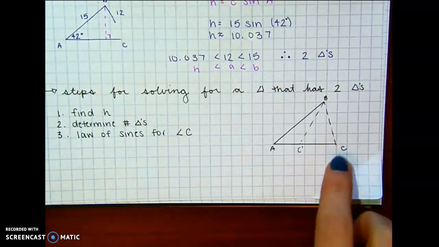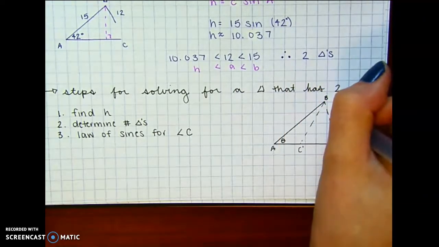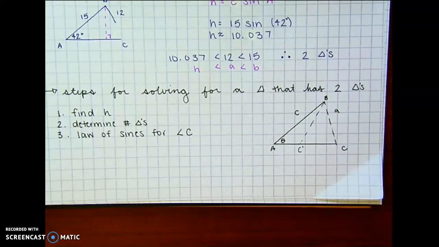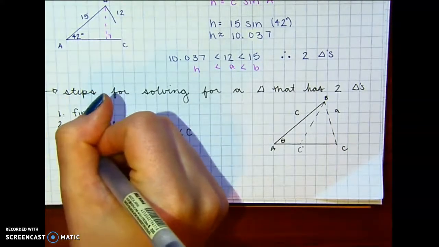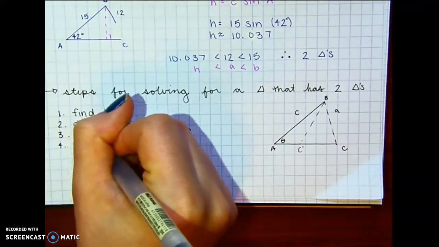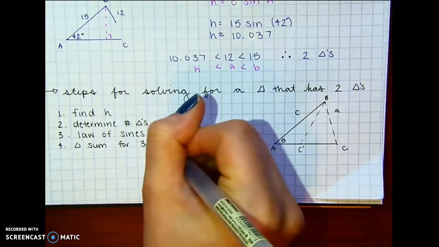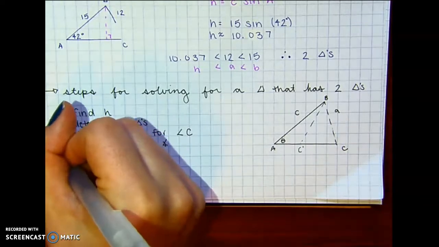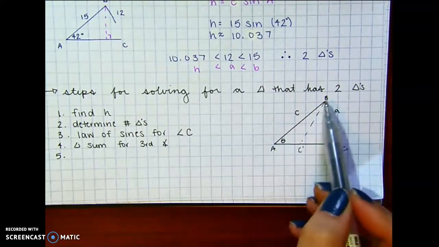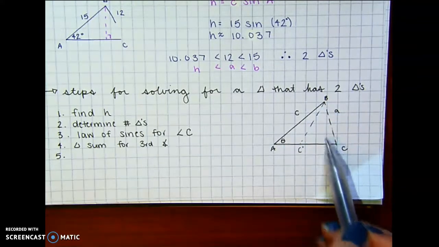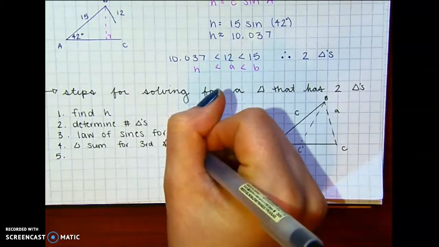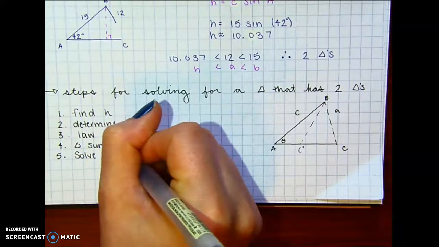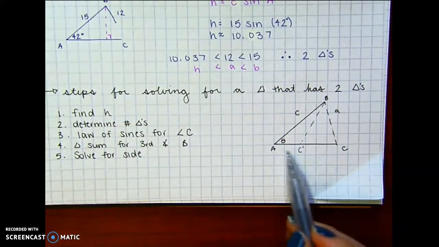So we're going to use the law of sines and we're going to solve for C because we're given angle A, and we're given this side and this side. So we're going to solve for angle C first using the law of sines. Then we're going to use the triangle sum for the third angle. When I say third angle, I mean this angle B. So we're going to solve for this angle C, and the third angle, which in this case is B. Then we're going to solve for a third side, which is going to be this side.